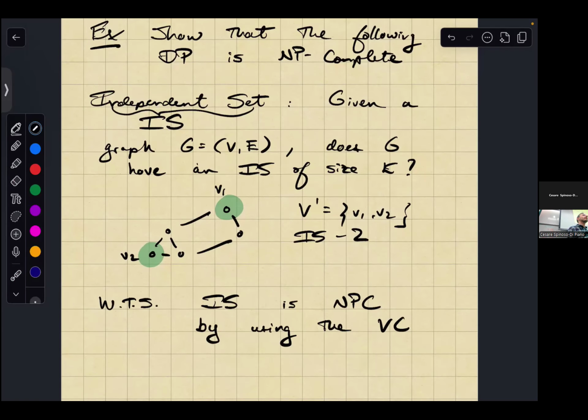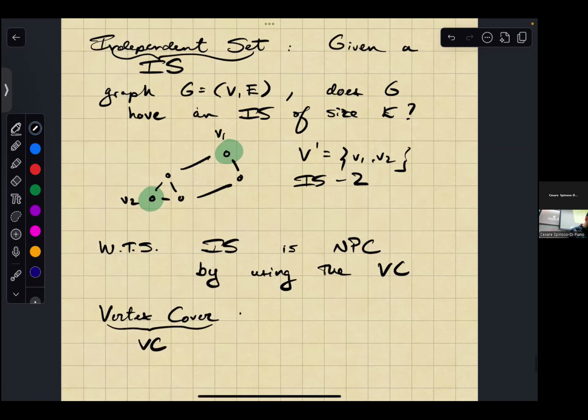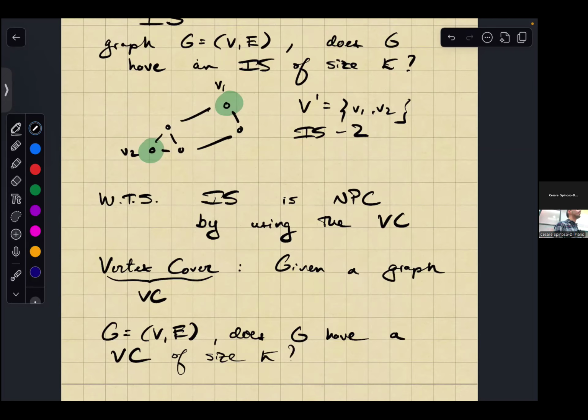So the vertex cover problem is another problem about graphs, which I will tell you about right now. The vertex cover problem is: given a graph G, does G have, you probably guessed it, a vertex cover of size K? Okay, so again, this is not a very helpful description of the vertex cover problem if you don't know what a vertex cover is. So let me remind you of what a vertex cover is.